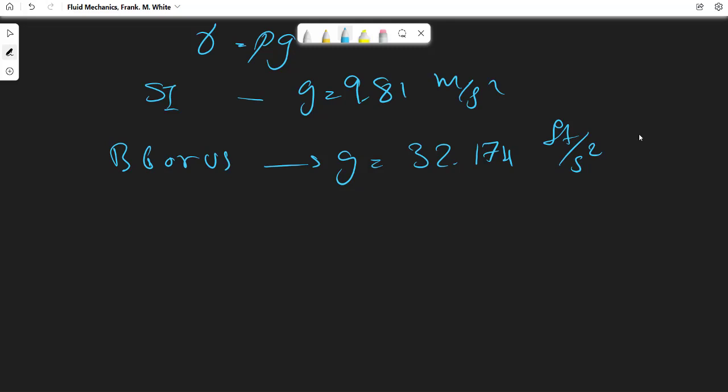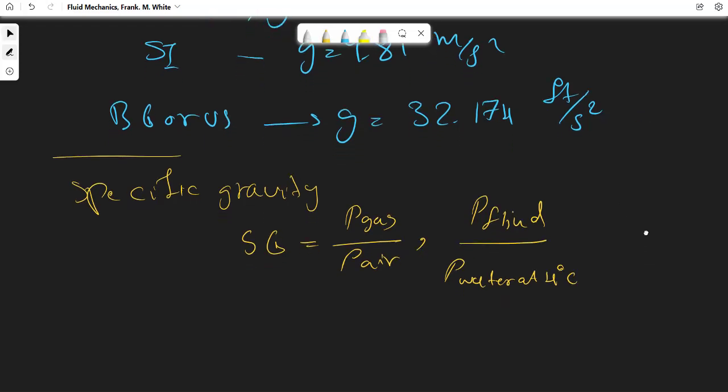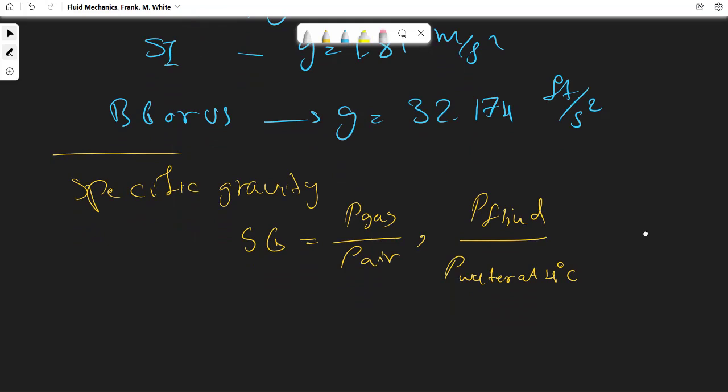Specific gravity is the next. Denoted by SG, it equals, for gases, rho gas over rho air, and for fluids, rho fluid over rho water at 4 degrees Celsius. It is the ratio of fluid density to a standard reference fluid, which for gases the standard is air and for fluids the standard is water.